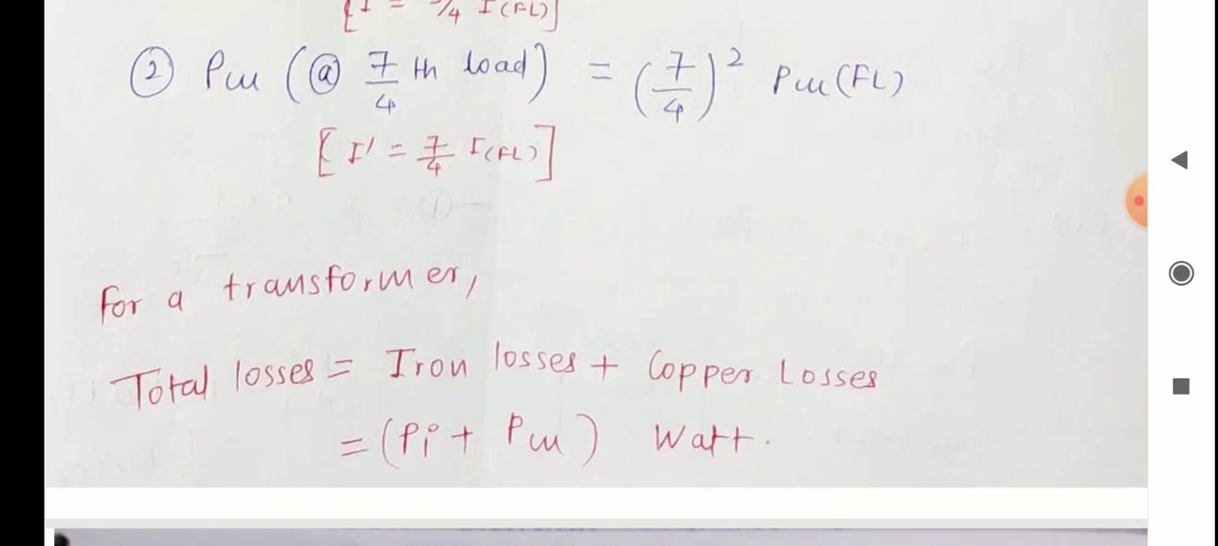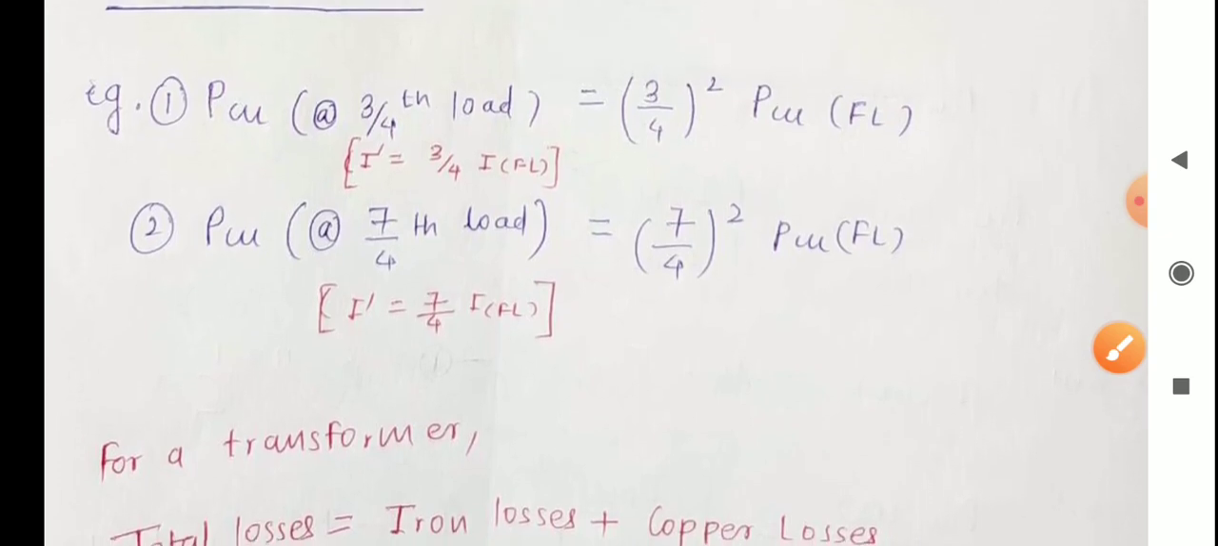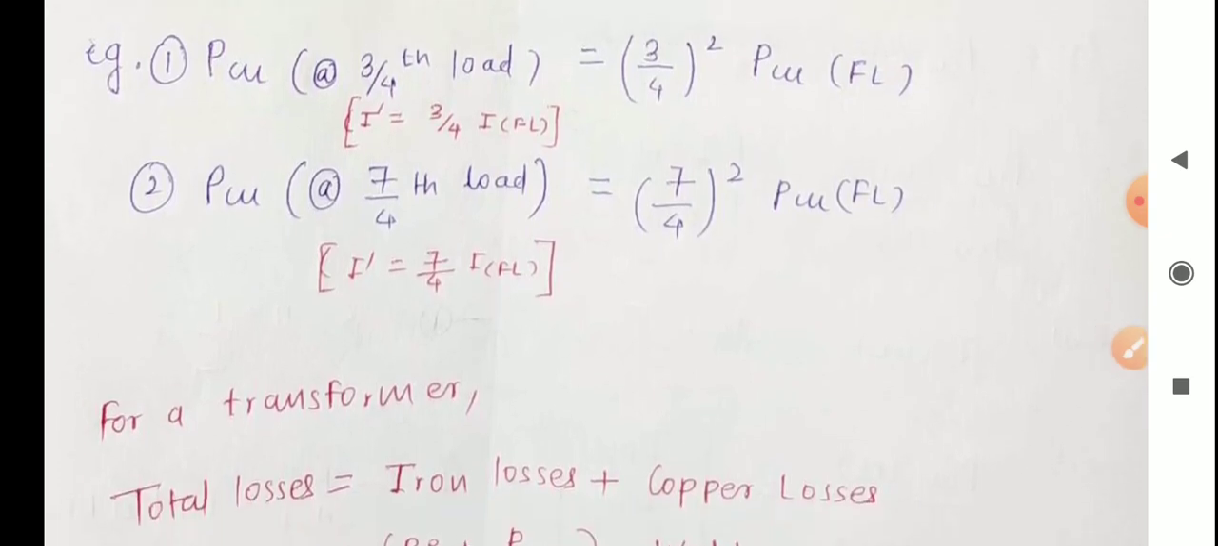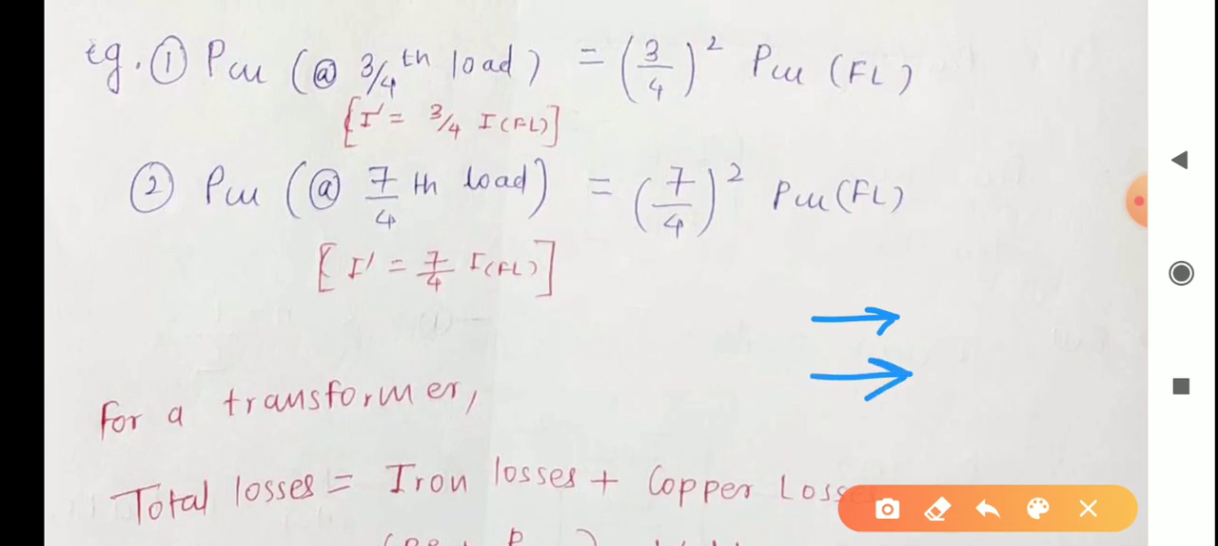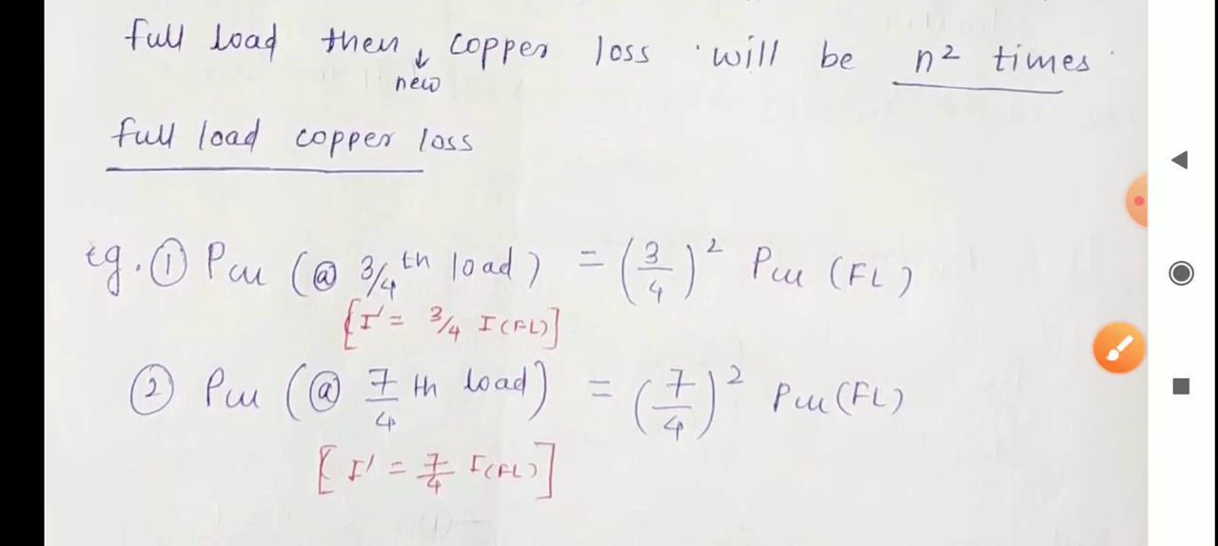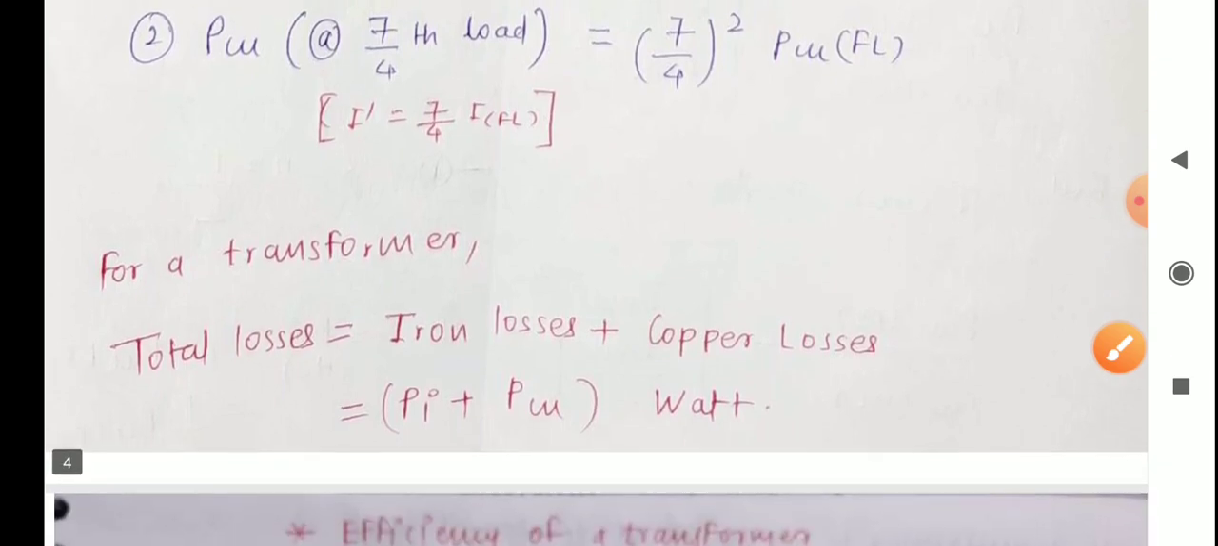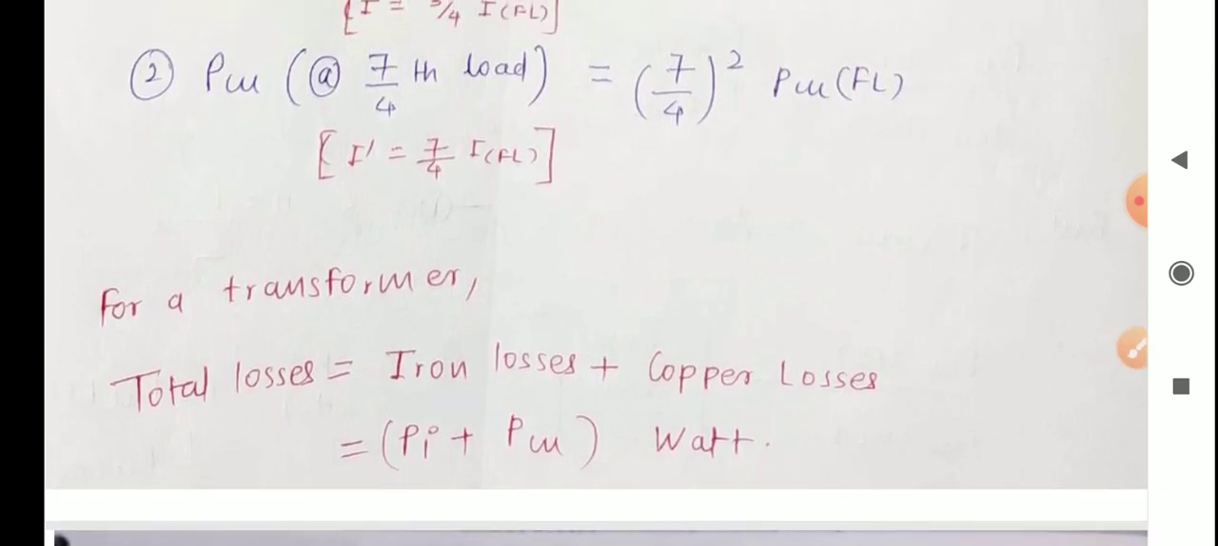So this was all about the losses that happen in a transformer, which are of two types: copper loss and core loss, happening in the winding and core. Core losses are constant losses and copper losses are variable losses. All these concepts are needed in understanding the concept of efficiency of the transformer, that will be explained in the next lecture.